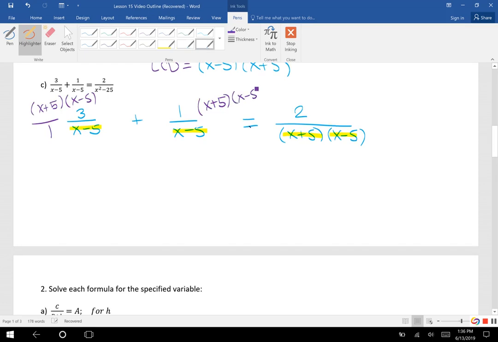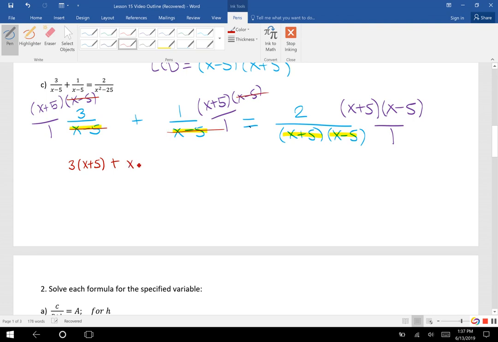5. So I'm going to go through and multiply everything by that LCD, x plus 5, x minus 5. And then once again, things should cancel. So first term, the x minus 5's cancel, and I'm left with 3 times x plus 5. Second term, again, the x minus 5's cancel, so I've got 1 times x plus 5. And then on the right-hand side, everything cancels, and we're just left with that 2.